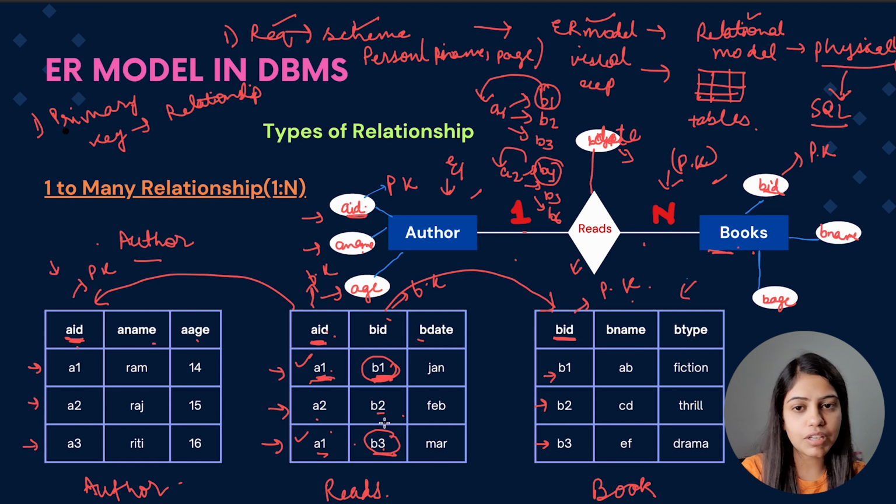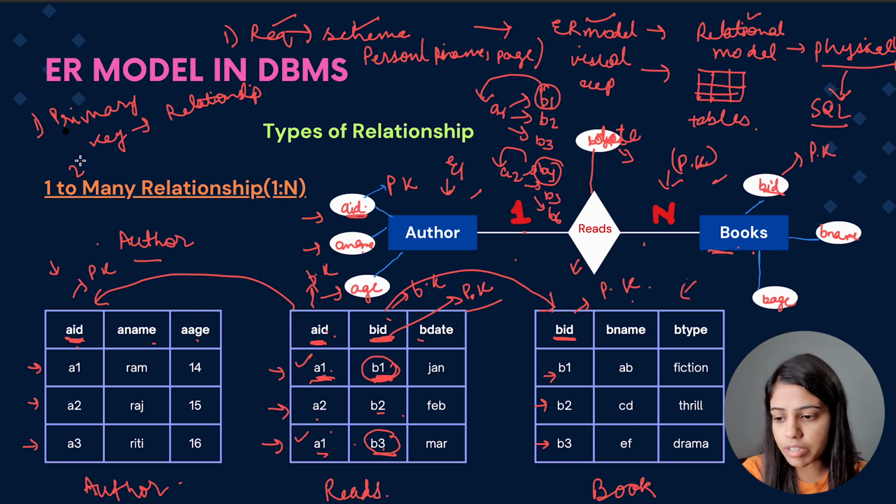So book ID is something which is unique, but author ID is something which is not unique. So book ID is the primary key in case of the relationship table. So you can just think in this way, primary key always lies in the many side. So whenever there is a many side, the primary key would be lying only there. So book ID is the primary key.